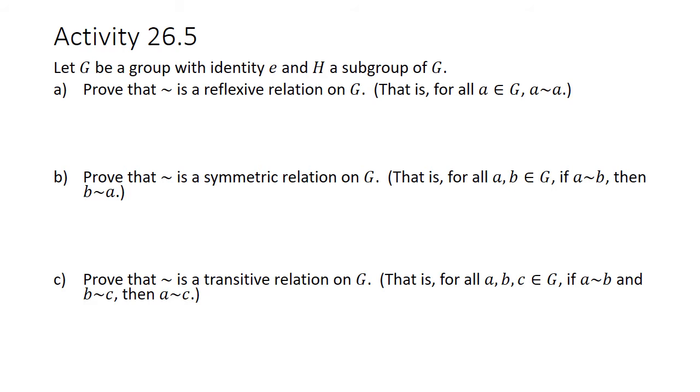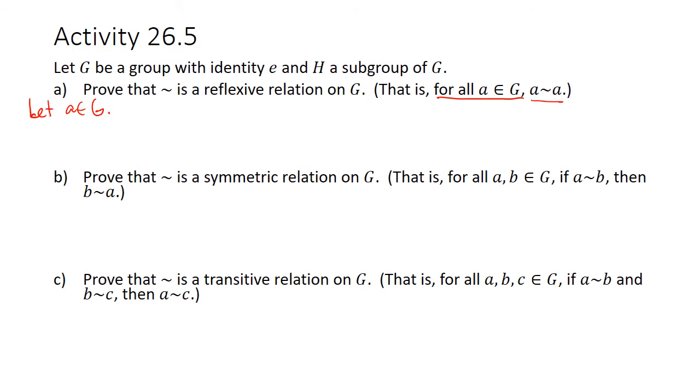So let G be a group with identity e and H a subgroup of G. Prove that tilde is a reflexive relation on G. That is, for all a in G, a is related to a. So I'm starting with this for all statement here. I'm just going to let a be an element of G. And now I need to show that a is related to itself.